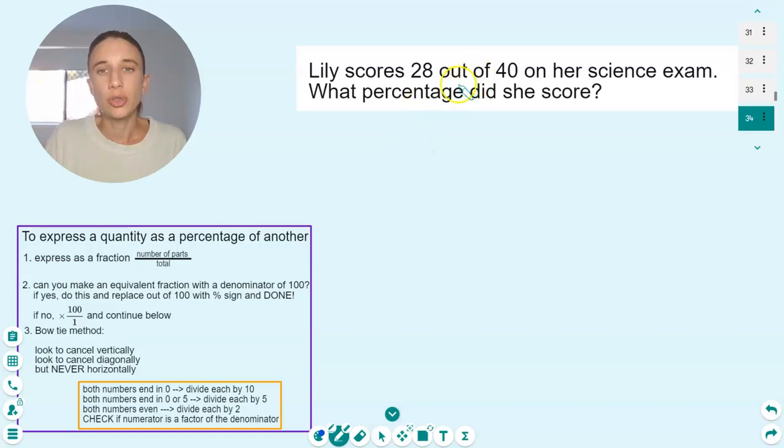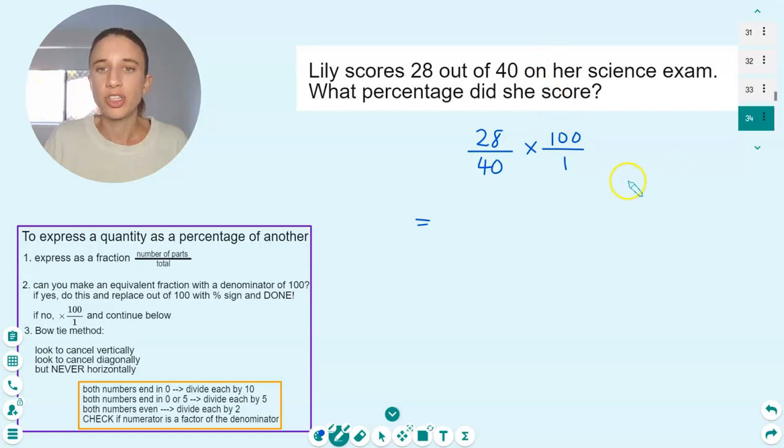Now, Lily scores 28 out of 40 on her science exam. What percentage did she score? First, to write it as a percentage, write it as a fraction. Second, can you write this as a denominator of 100? Is 40 a factor of 100? It's not, so we can't. That's okay. Now let's times it by 100 on 1.